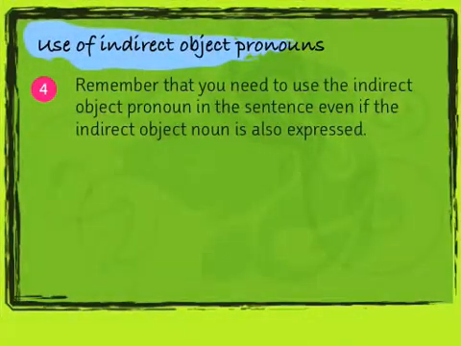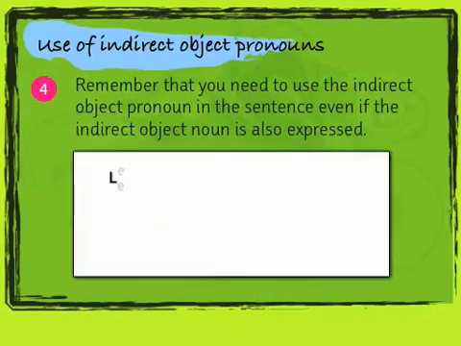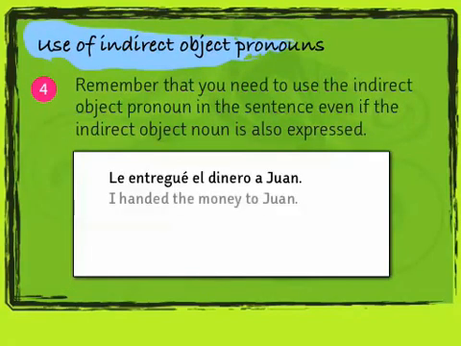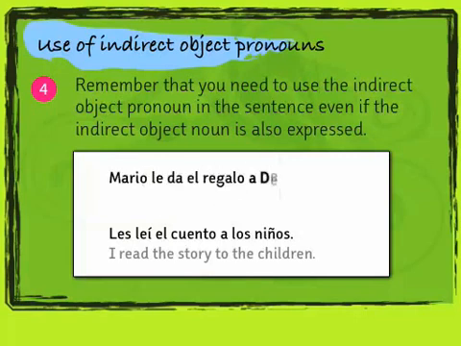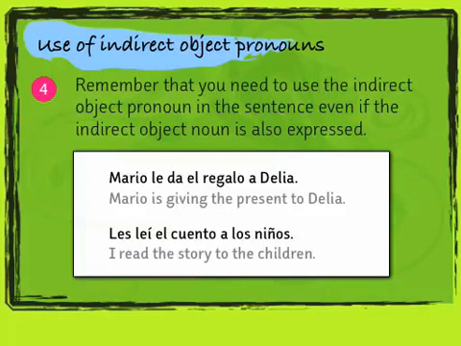Remember that you need to use the indirect object pronoun in the sentence even if the indirect object noun is also expressed. Le entregué el dinero a Juan. I handed the money to Juan. Les leí el cuento a los niños. I read the story to the children. Mario le da el regalo a Delia. Mario is giving the present to Delia.